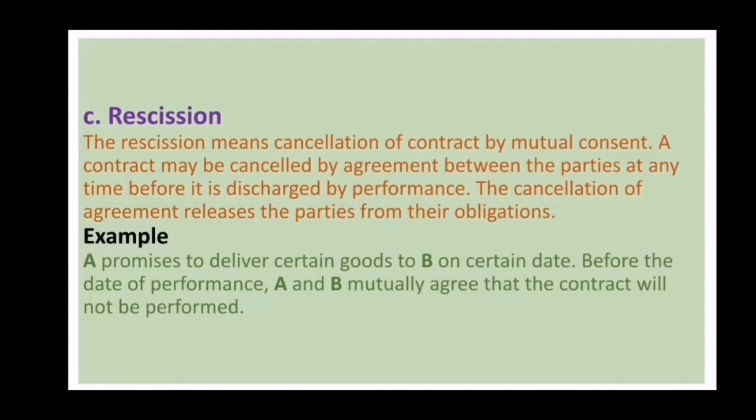Example: A promises to deliver certain goods to B on a certain date. Before the date of performance, A and B mutually agree that the contract will not be performed. So when parties mutually agree regarding non-performance, this is a case of rescission, and in rescission, parties are released from their obligations.